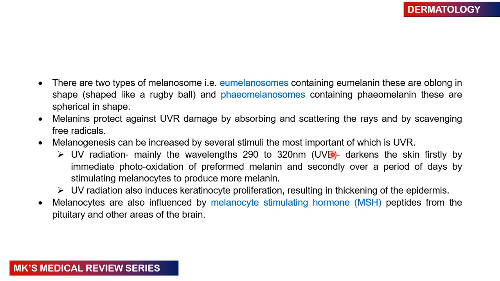Remember that there are two types of melanosomes. You have eumelanosomes, which are going to be containing eumelanin, obviously. These ones are going to be longish in nature, like a rugby ball. And you have the pheomelanosomes, which are going to be containing pheomelanin, and these are going to be spherical in shape. And remember that this melanin is going to be protecting against ultraviolet radiation damage, absorbing and scattering these rays, and also scavenging the free radicals that are formed.